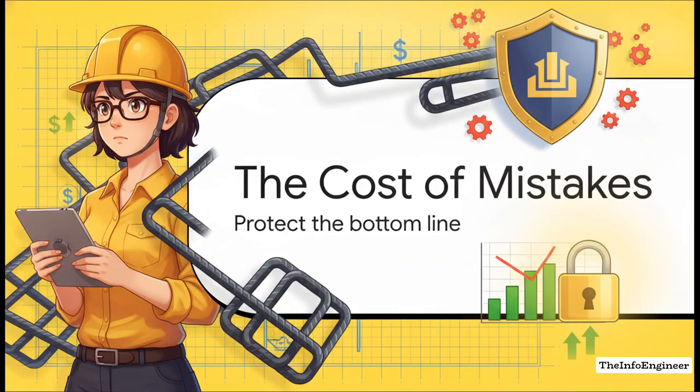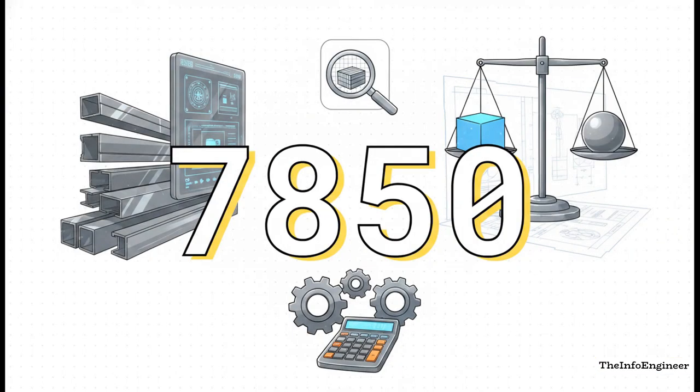Starting off with Section 1, the cost of mistakes. We need to protect the bottom line. As a site engineer, your BBS is your primary risk mitigation strategy. And believe it or not, it all starts with just one number, 7850. To actually control costs, we first have to speak the supplier's language.